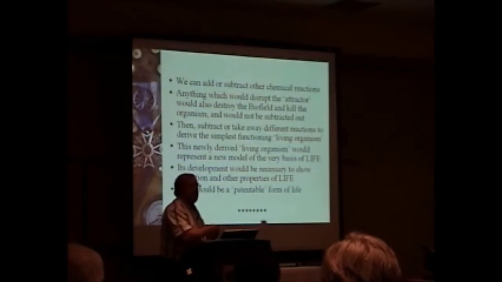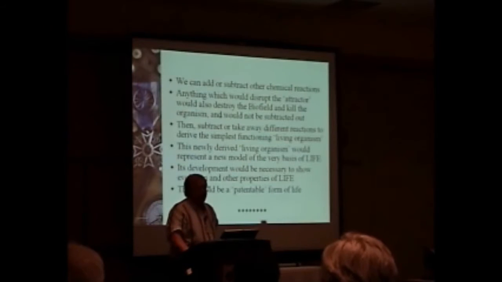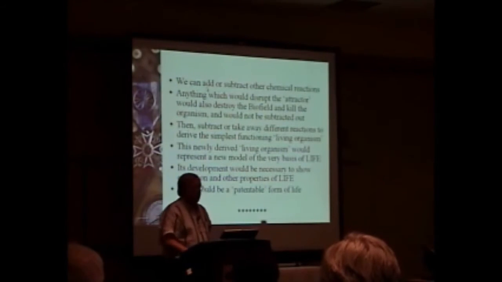Or you can add new chemical reactions to it and see which ones maintain the complexity without destroying it. Or we can add or subtract other chemical reactions. Anything which would disrupt the attractor would also destroy the biofield and kill the organism, and would not be subtracted out. Then subtract or take away different chemical reactions, equilibrium reactions, to derive the simplest functioning living organism.